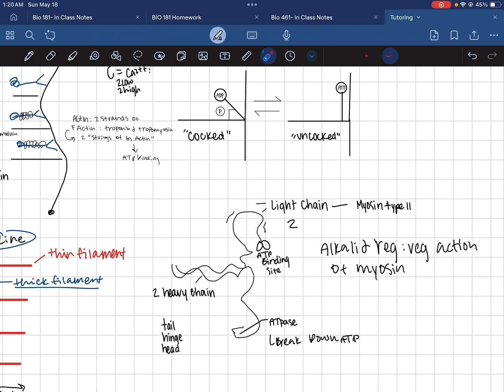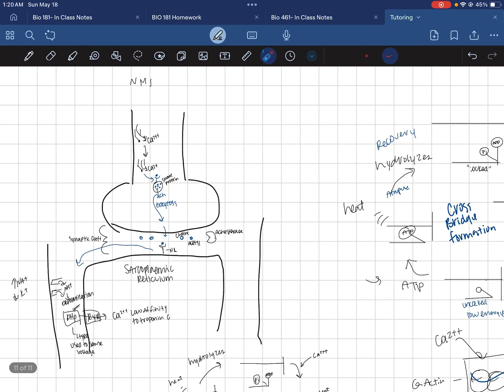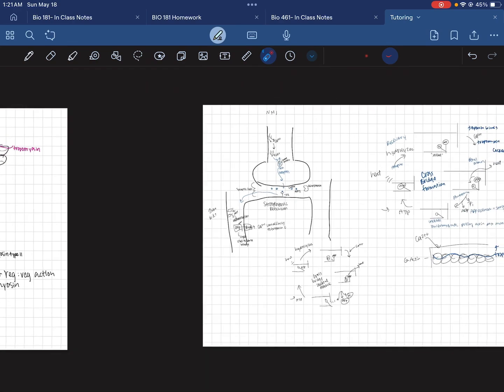And now we're going to go ahead and describe the action potential in the sarcolemma that results in the release of calcium in the sarcoplasmic reticulum, followed by a description of molecular mechanisms of muscle contraction.